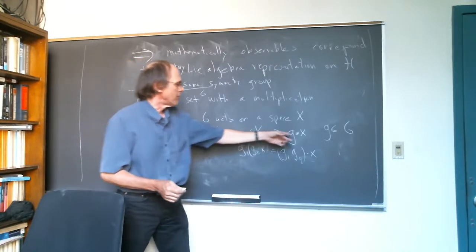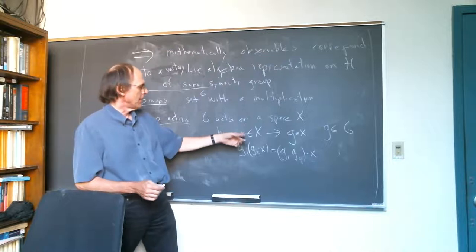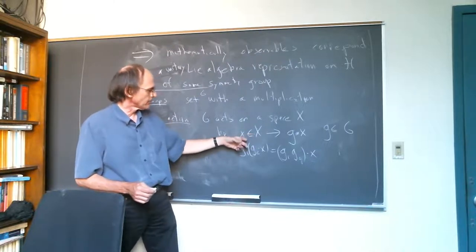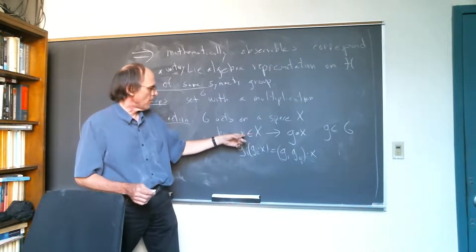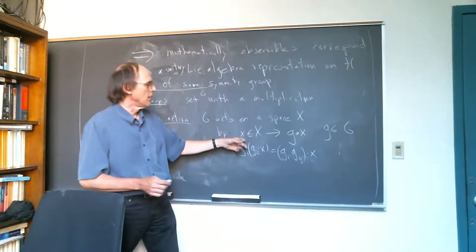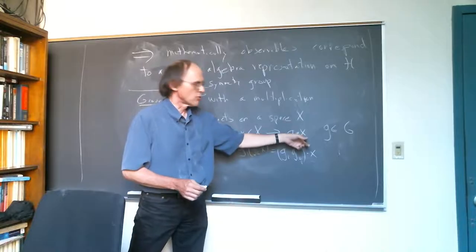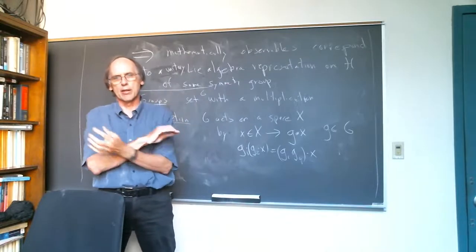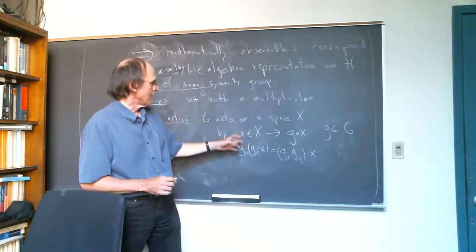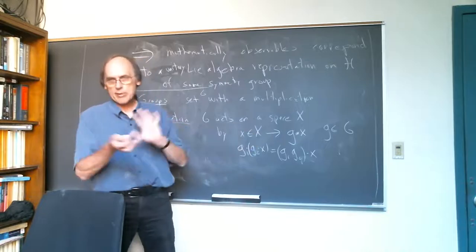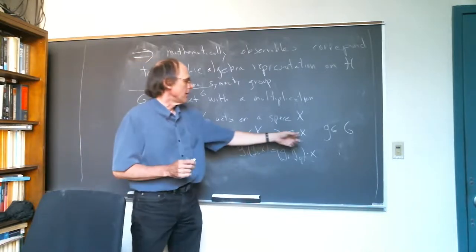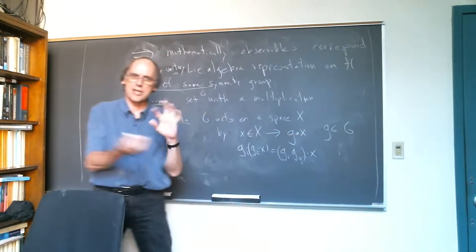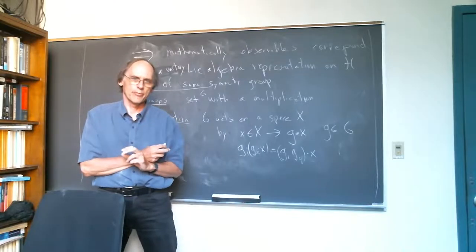What it means is that for each element in your group, if you feed it a point in the space it's acting on, it takes you to another point. You can think of g as being like rotation by some angle. You start with any three-dimensional object, feed it in, and it's going to act on it and give you the same thing rotated by that angle.